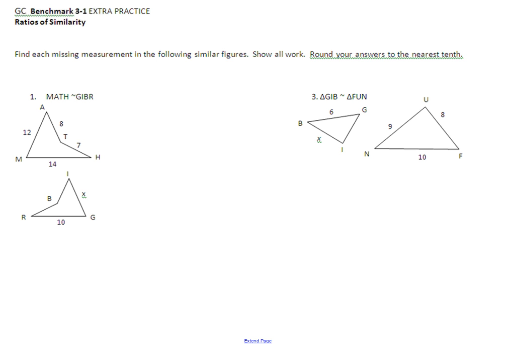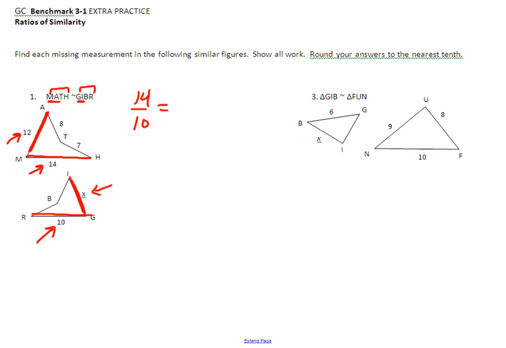To start with, I'm going to look for two sides that have numbers in them. MH and GR match up, 14 and 10. So I have 14 is to 10. There's our ratio. Now we're looking for X, so I'm looking for IG. IG is the first two letters, so MA is the first two letters. And there's my MA. So going top to bottom, 14 is to 10 as 12 is to X.